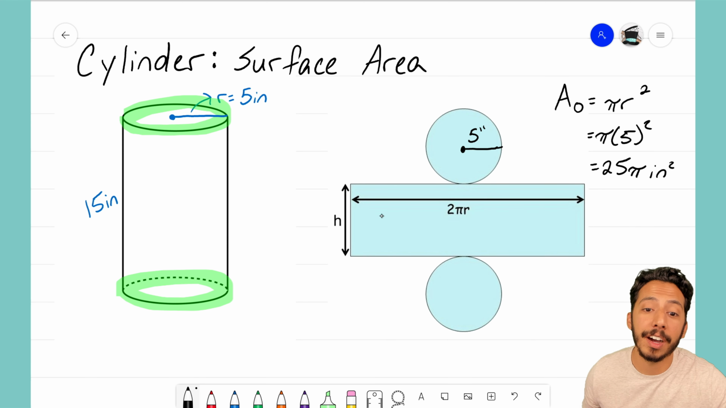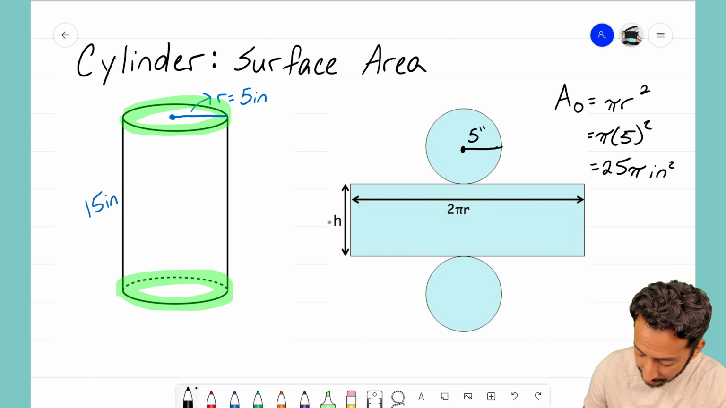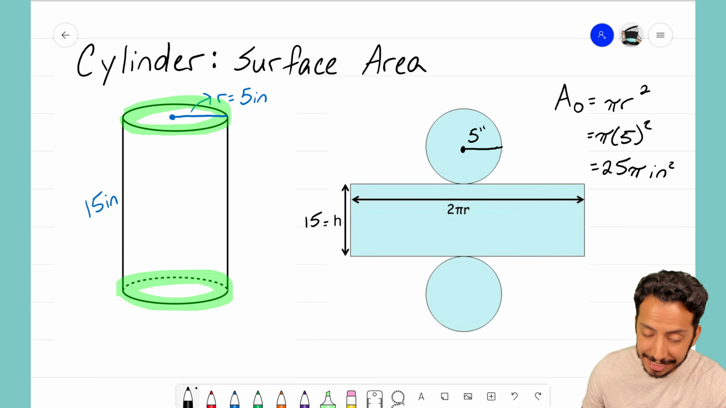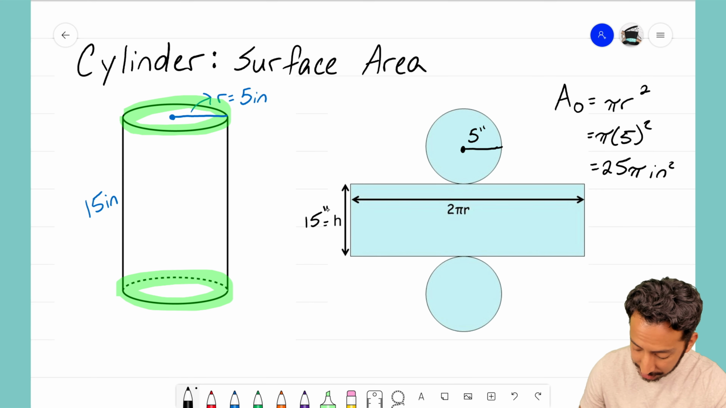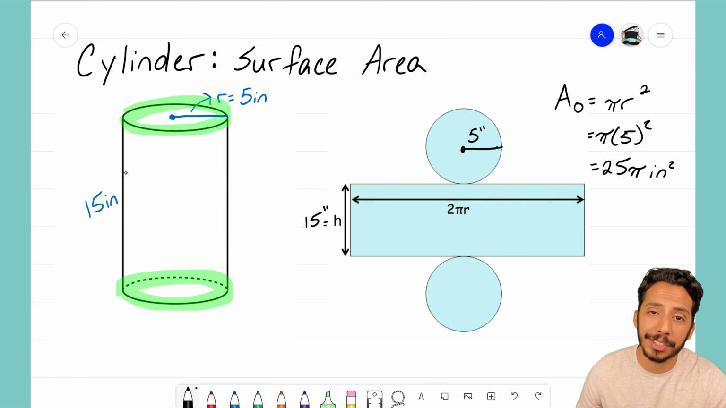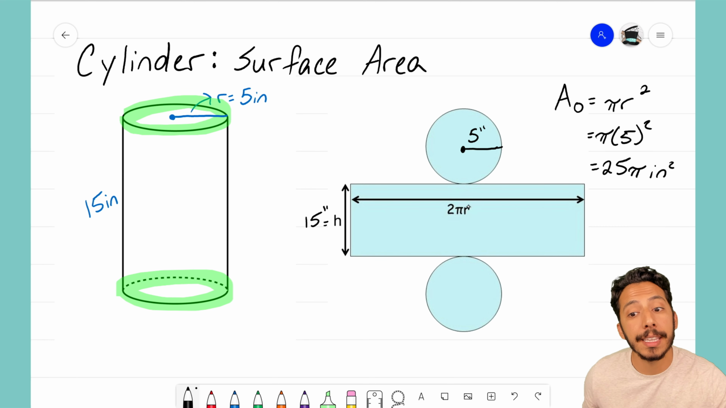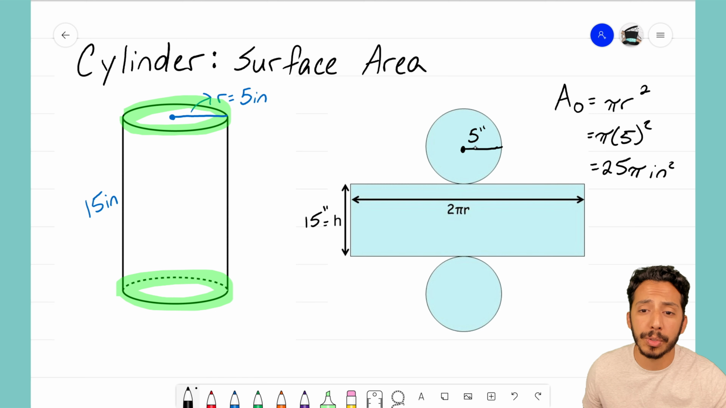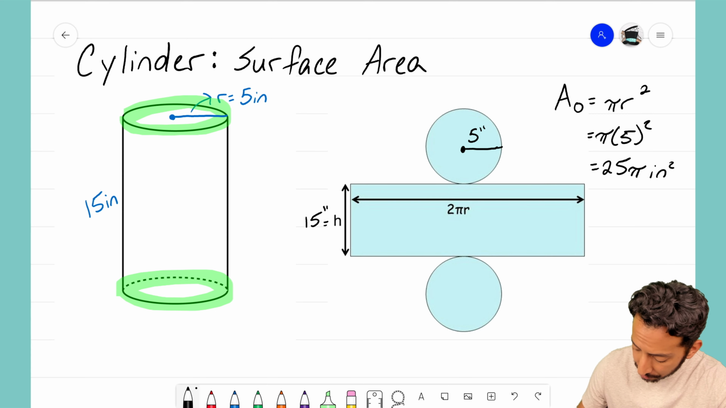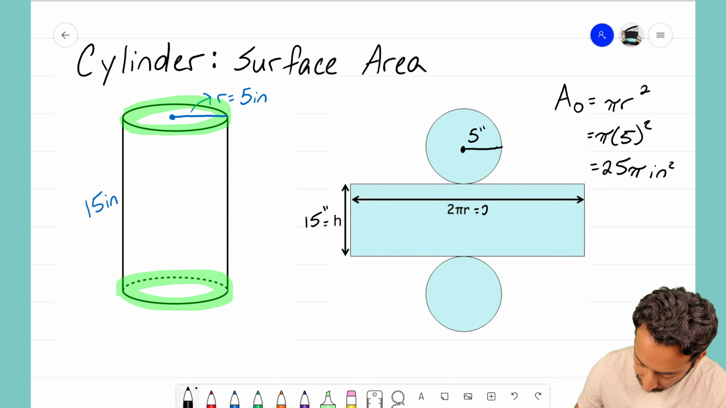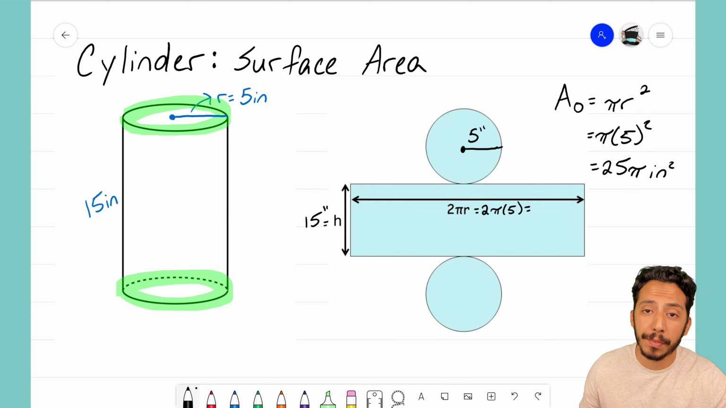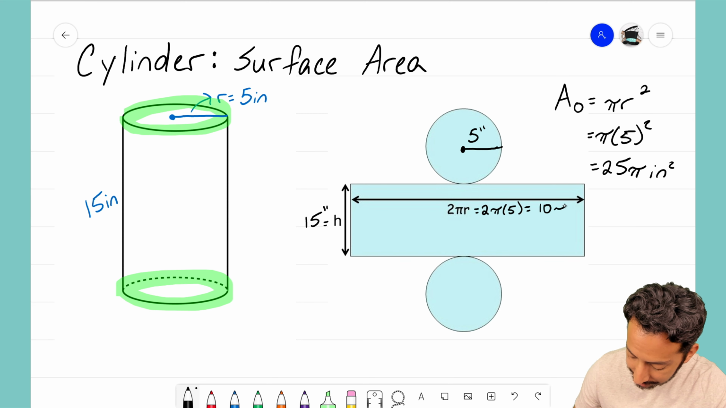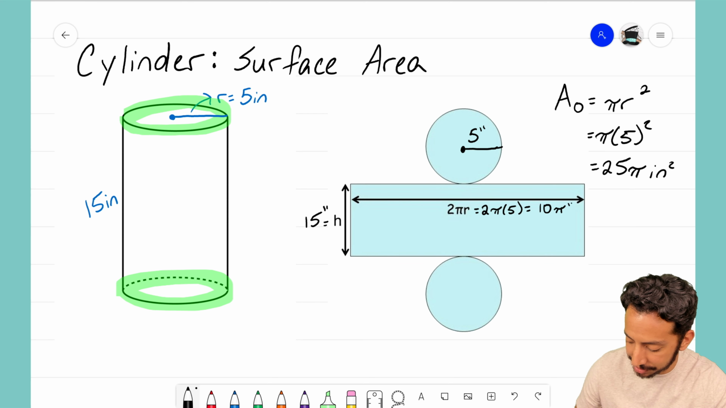Now we've got to find the area of that rectangle. Now the height of that rectangle is 15 inches. It's 15 inches because it's the height of the cylinder. Now we also have to find the length of that rectangle, 2 pi r. In this case, r is still the radius of that top circle, 5 inches. So when I plug in my 5 here for my radius, I will see that that length, the circumference for that circle, is actually 10 pi inches.